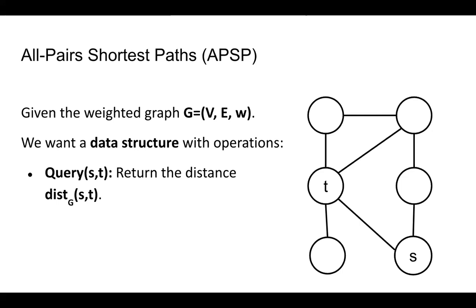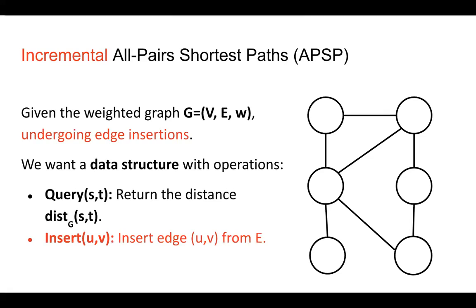One way to do it is to, for example, just run all pairs shortest path and then have a matrix where you store for every pair of vertices the distance explicitly. And here we are considering the incremental setting. So in this problem, the graph is not static, but instead it is undergoing edge insertions over time. And we want our data structure to essentially have the same operation. So we want the query again, but now we additionally want to allow for an insert operation. So we want to allow for inserting a new edge and then querying again.